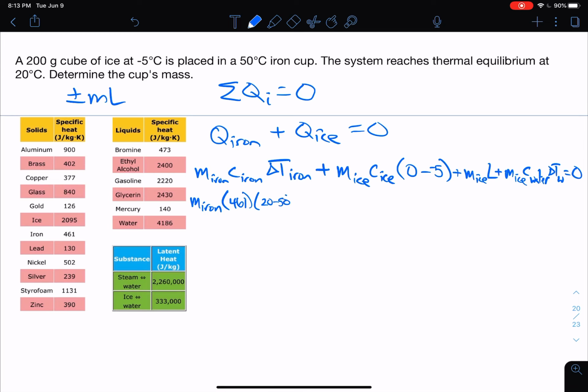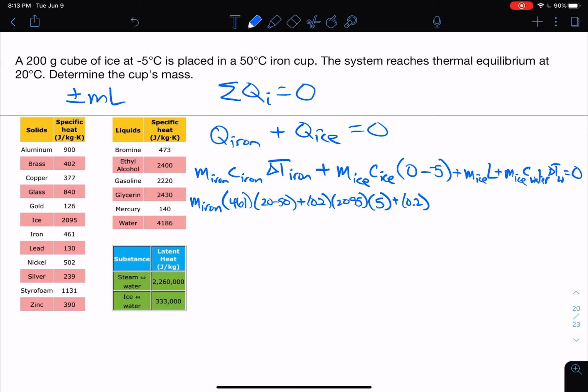The ice, the mass of the ice, because my specific heats are in terms of kilograms, I'm using MKS units there with the specific heats, so my mass needs to be in kilograms. So the mass of the ice is going to be 0.2. Specific heat of ice, look that up as well. 2095. 0 minus -5 is just +5. And then again, the mass of the ice, so that's 0.2.